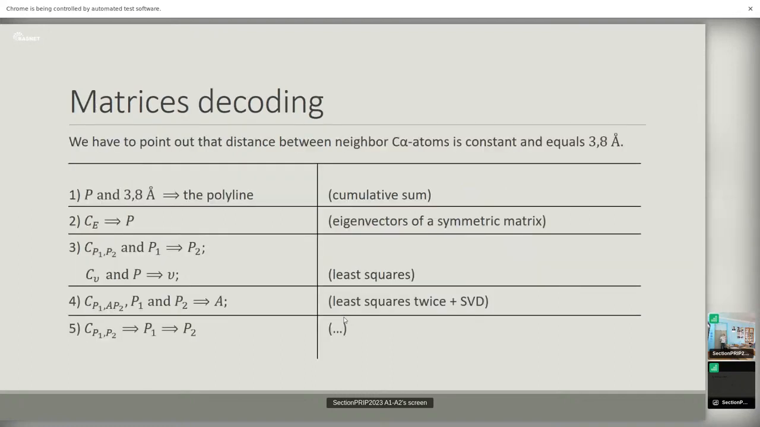I just said how to construct these matrices, but we can also decode them back into polylines. I won't talk about each of them, but basically there are also self-correcting properties. So these matrices, even if they are not exact matrices but approximations or noisy versions, this decoding will work.